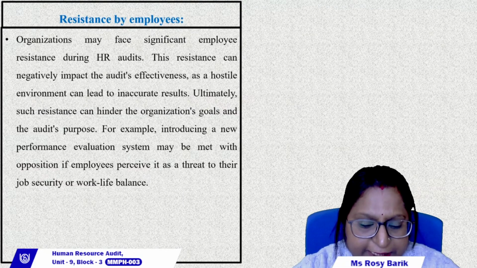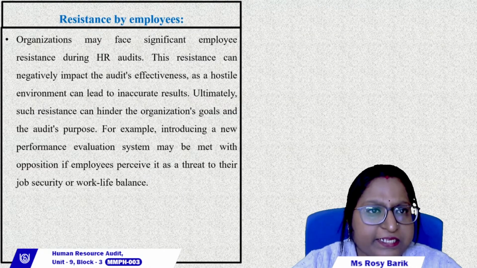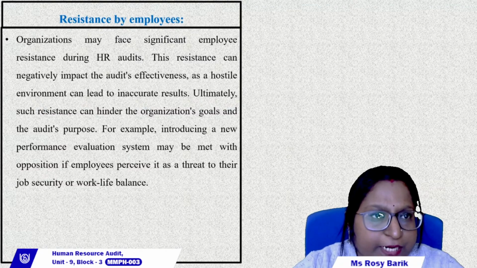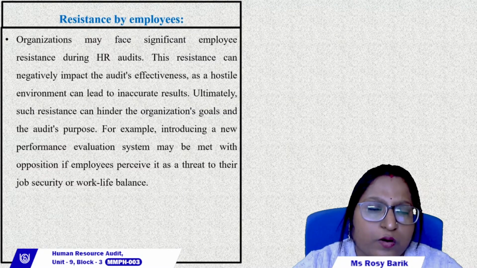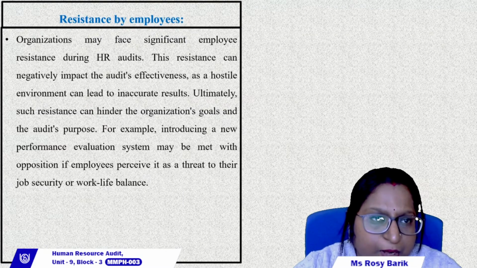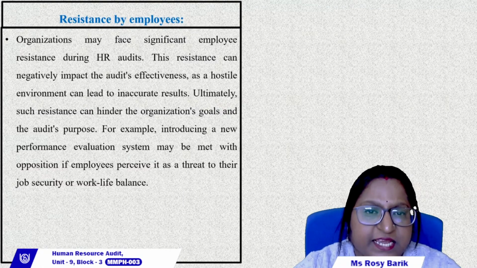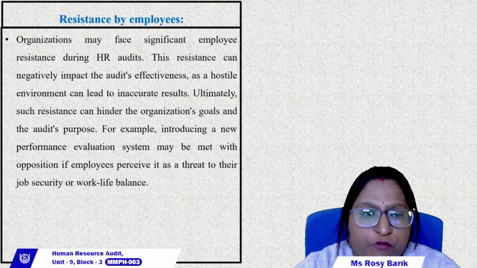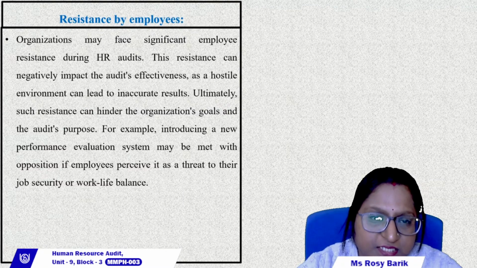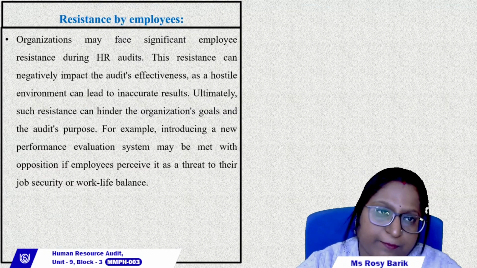So again, we can see the objectives of this resistance by the employees. Organizations may face significant employee resistance during HR audits. This resistance can negatively impact the audit's effectiveness, as a hostile environment can lead to inaccurate results. Ultimately, such resistance can hinder the organizational goals and audit's purpose. For example, if you want to introduce a new performance evaluation system, it may be met with opposition if employees perceive it as a threat to their job security or work-life balance.